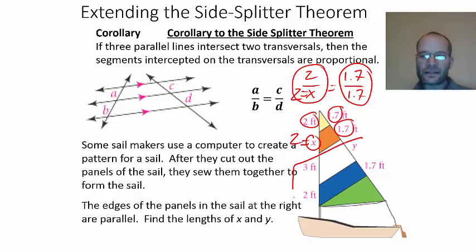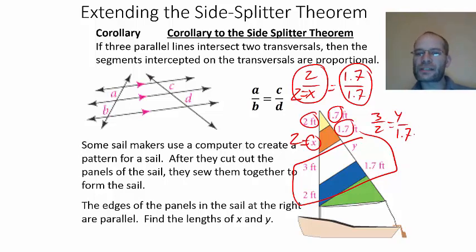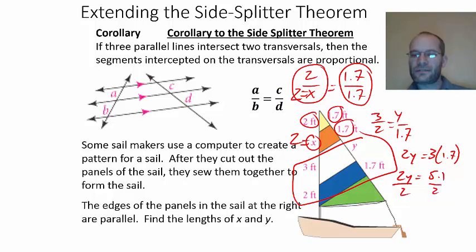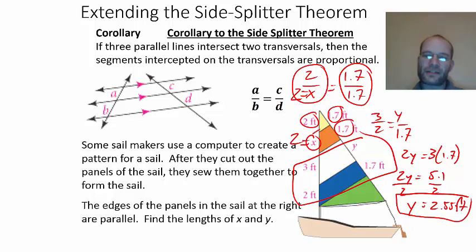And then if we move down here, we can see that 3 is to 2 as Y is to 1.7. And so we can cross multiply. 2Y equals 3 times 1.7. So we multiply 3 times 1.7, and it looks like that would be 5.1. 2Y equals 5.1, divide by 2, divide by 2, and Y equals, looks like it's 2.55. I think that's correct. Maybe something we should check, and of course that's in feet. So we can use this corollary to find values when we have parallel lines which intersect the sides of triangles.